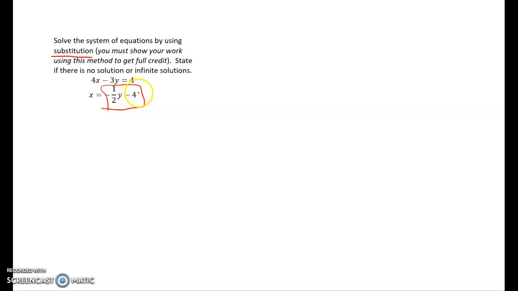And so what we're going to do is take this, the x equals, and put it in for this x in the other equation. We're going to substitute it in. Okay, so let's write out that equation. We have 4, let's leave some parentheses, minus 3y equals 4. I'll just write out the rest of the equation, and then we're going to substitute that in.